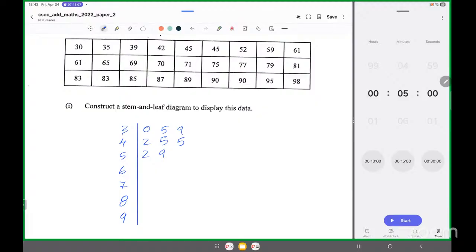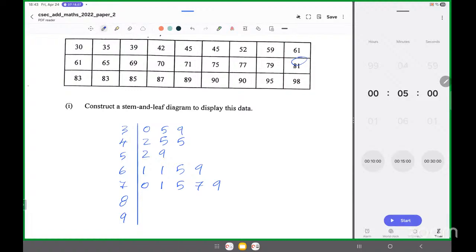Next one: 61, 61, 65, 69. The 70s: 70, 71, 75, 77, 79. Those are the 70s. And the 80s now.